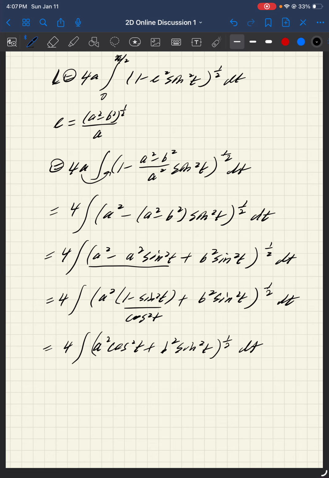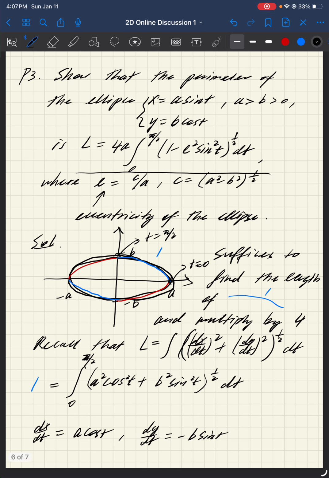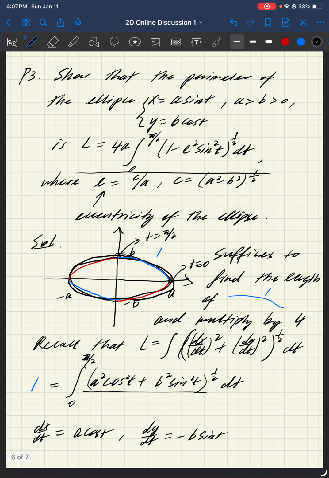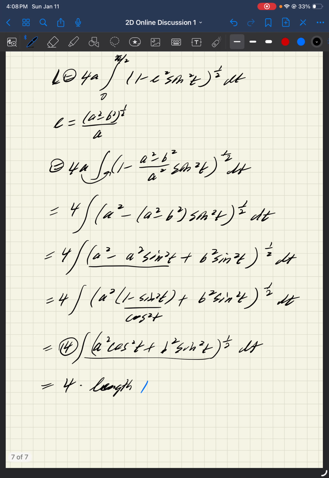But what is this? This is exactly what we obtained by the arc length formula. And we have a 4 multiplied in the front. So this is going to be 4 times the length of part 1. Right, so it's 4 times this length. And so this is equal to the perimeter of the ellipse.